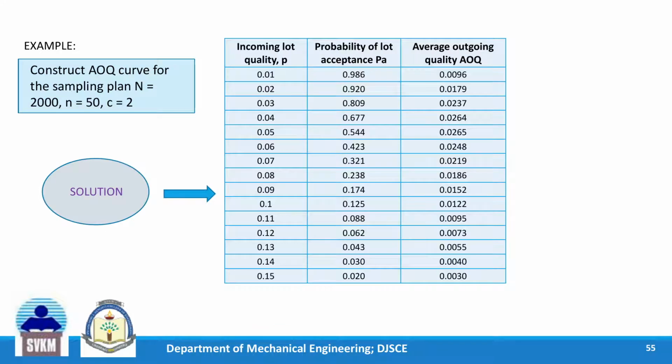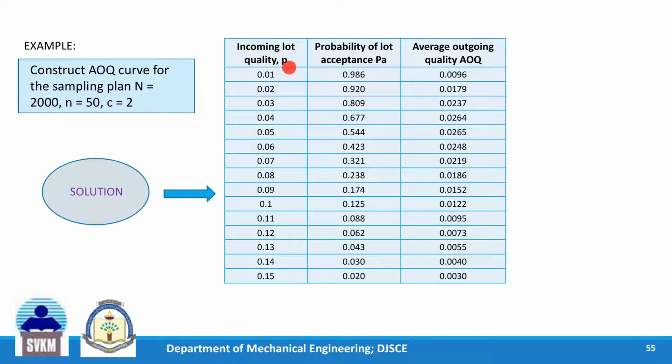Let us see one example to calculate the average outgoing quality curve. So the example is: construct the AOQ curve for the sampling plan N equal to 2000, n equal to 50, and C equal to 2. That is, lot size is 2000, sample size is 50, and acceptance number is 2. Now how is it done? It is simply plotting it in a table.